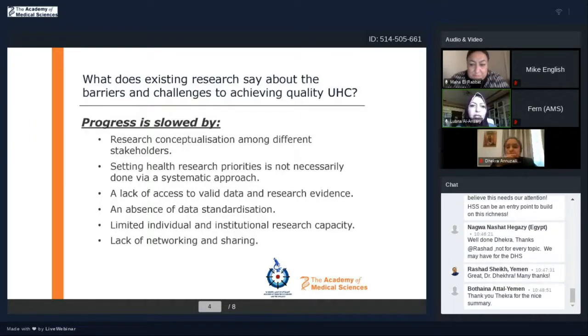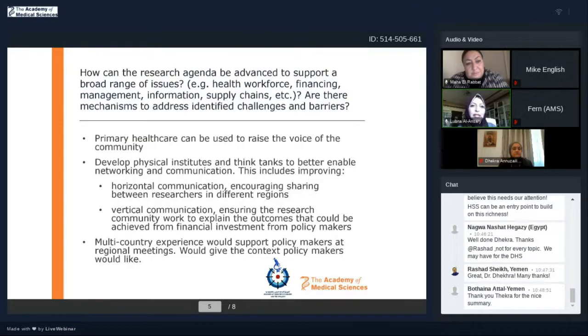So progress is slowed by research conceptualization among different stakeholders. Setting health research priorities is not necessarily done via a systematic approach. There is a lack of access to valid data and research evidence, absence of data standardization, limited individual and institutional capacity for research, and a lack of networking and sharing, and lack of coordination among players and relevant stakeholders. Next, please. So how can the research agenda be advanced to support a broad range of issues?